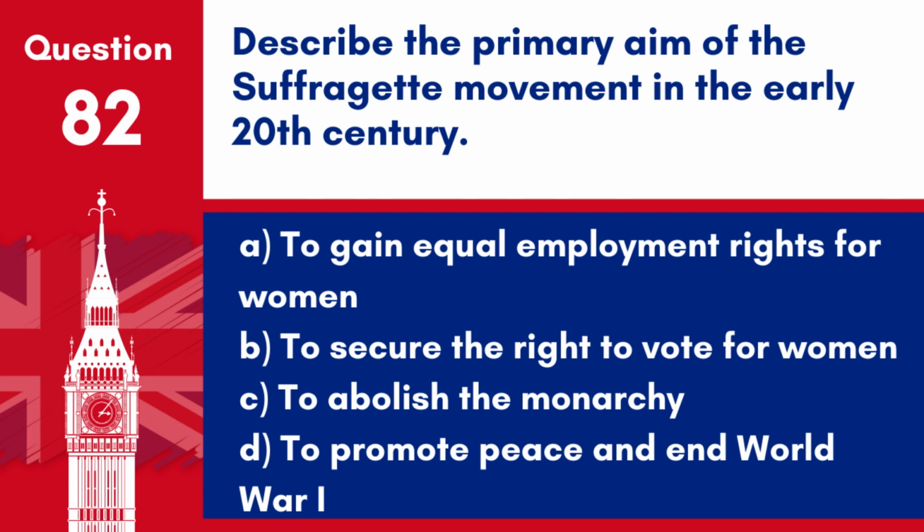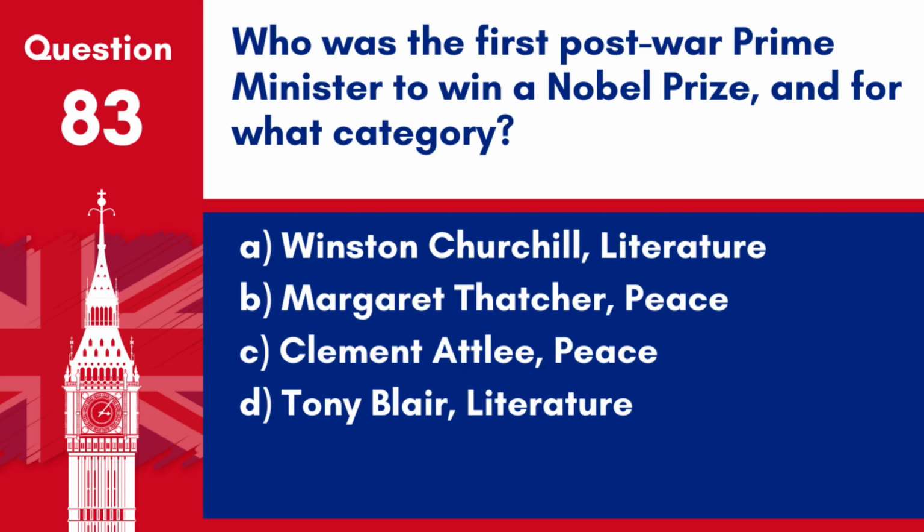Answer B. To secure the right to vote for women. The suffragette movement's primary aim was to secure the right to vote for women, a key part of the broader women's rights movement. Question 83.